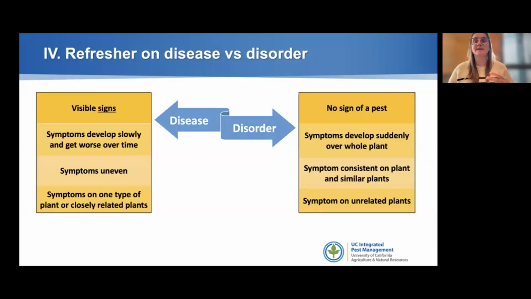And then the last thing, again, is if you have more than one type of plant affected, then you could potentially be looking more at a disorder, because generally speaking, diseases are more host specific. So these are just some generalities to help you take the symptoms that you're seeing and use those symptoms to make a decision on, are you looking at a disease? Are you looking at a disorder? And can you identify what disease or disorder by those symptoms?